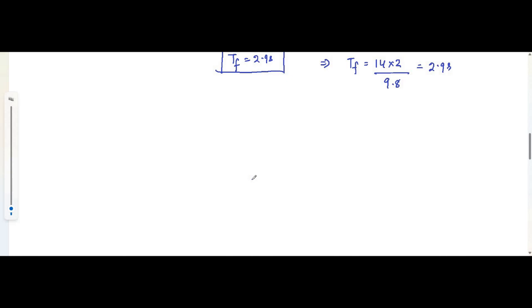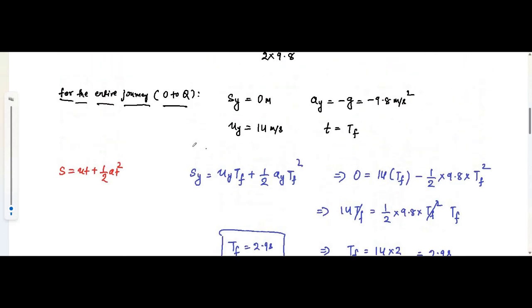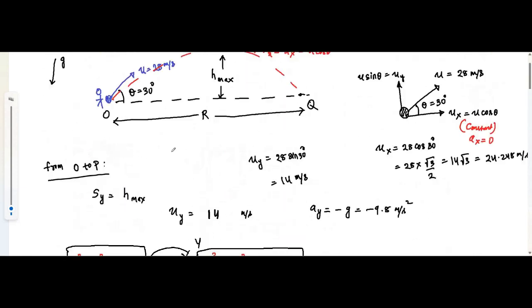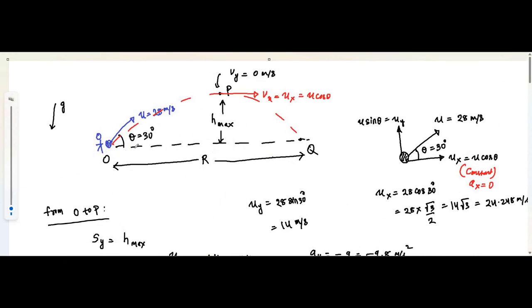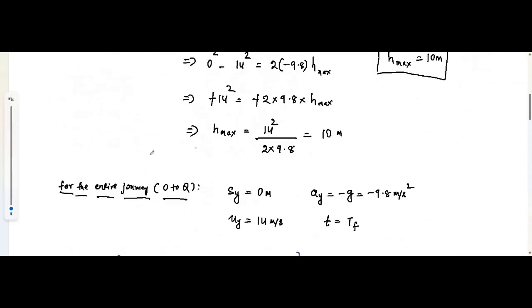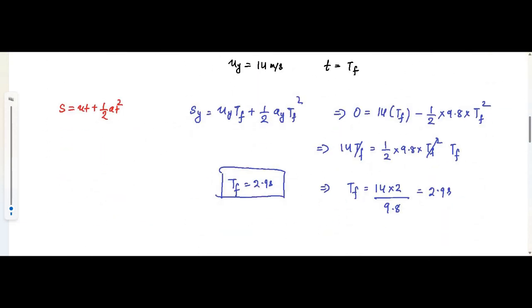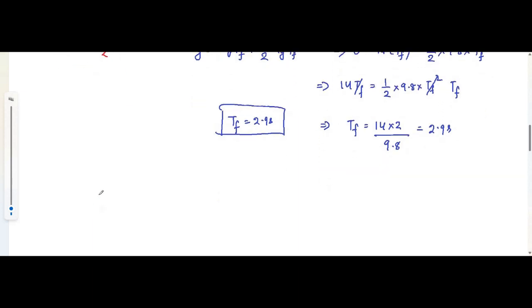Now we have to calculate the horizontal range. So the total horizontal distance covered by this entire ball during the time of flight, from journey from O to Q, that is equal to r. So again we will use the same formula for the x-axis, the x component analysis. That is, here it will become Sx is equal to uxt plus 1 half ax t square.